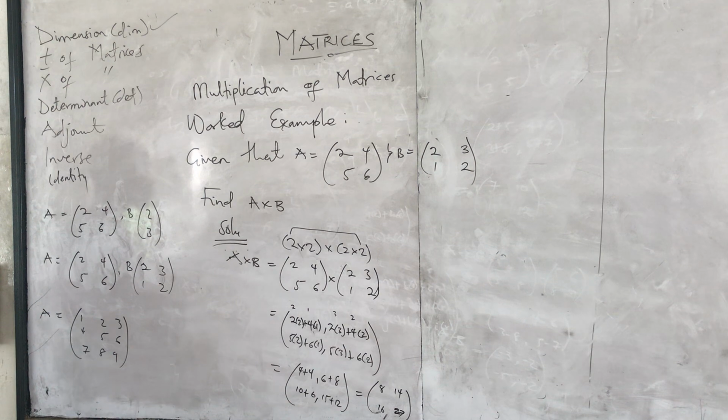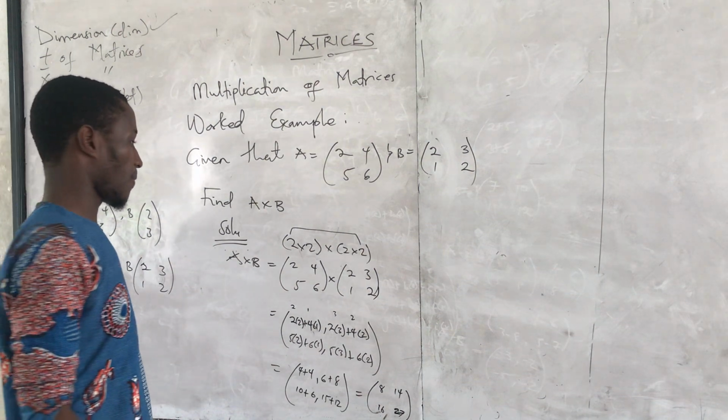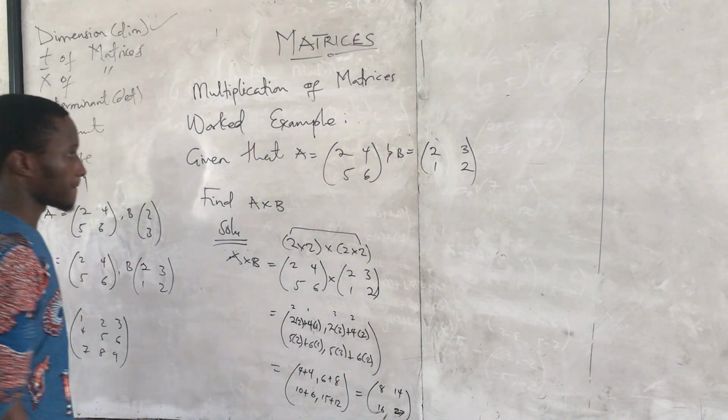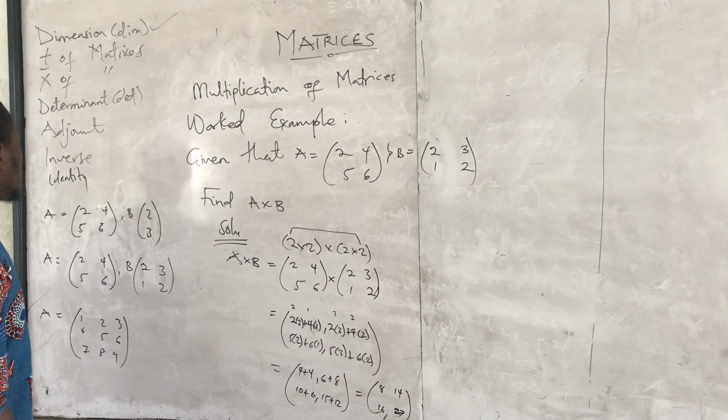So the next example will be a 3 by 3 matrix.